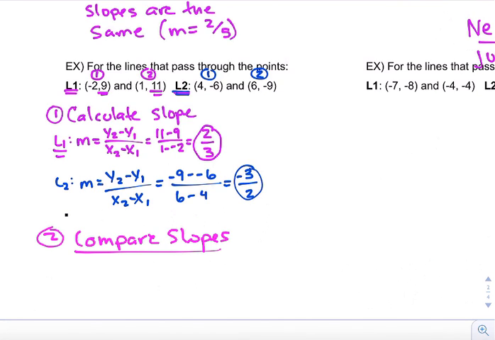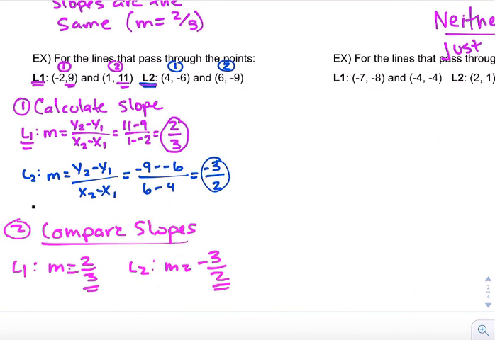Okay. So L1 has a slope of 2/3. L2 has a slope of -3/2. Okay, and so we have 2/3, we have -3/2. So these are going to be perpendicular.